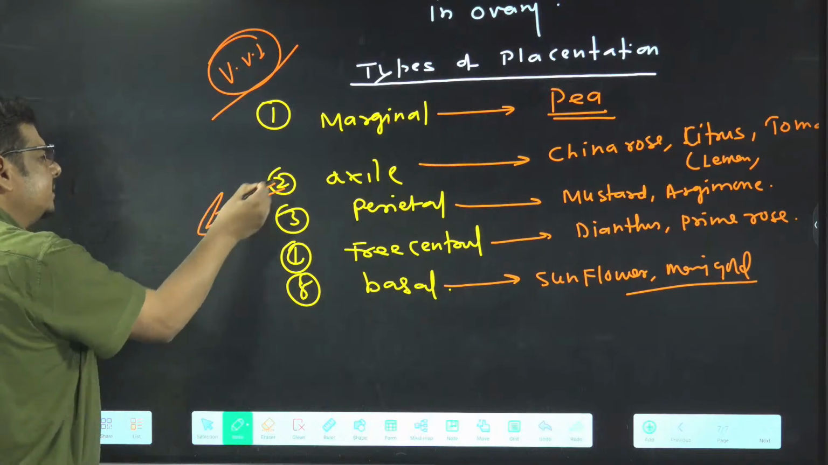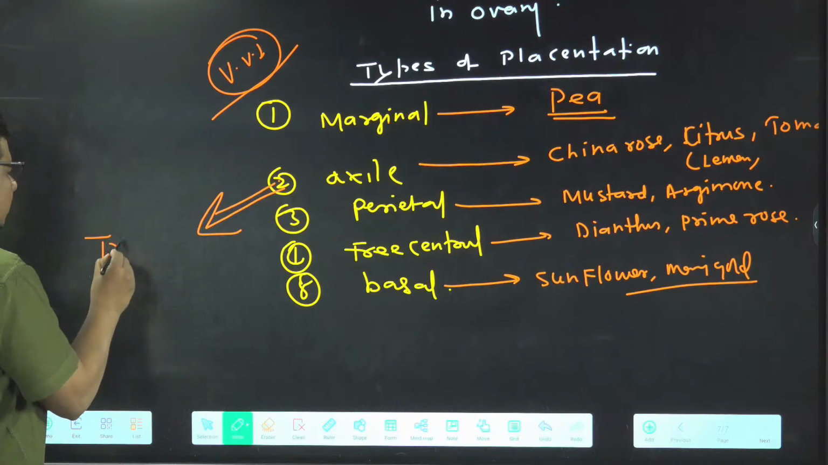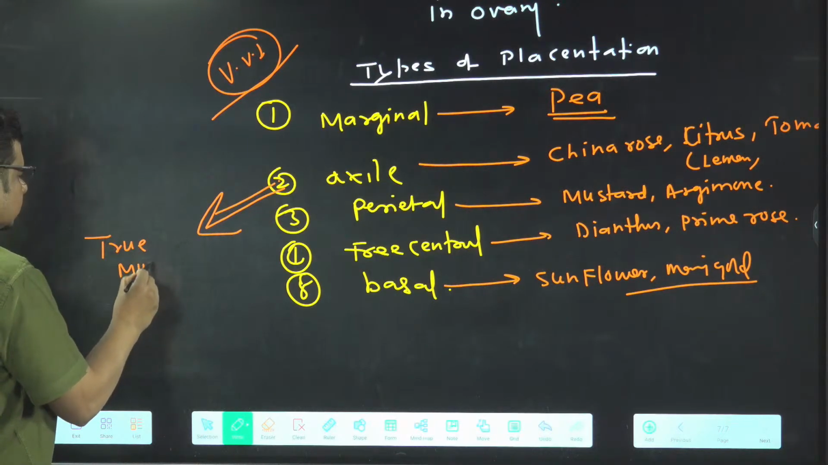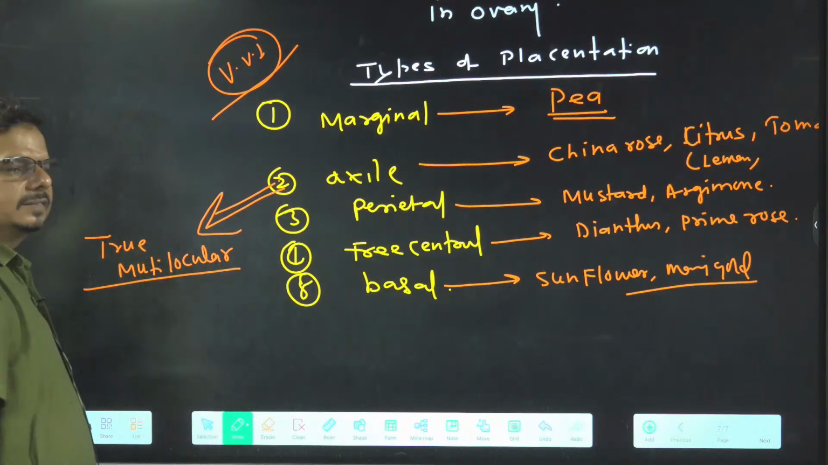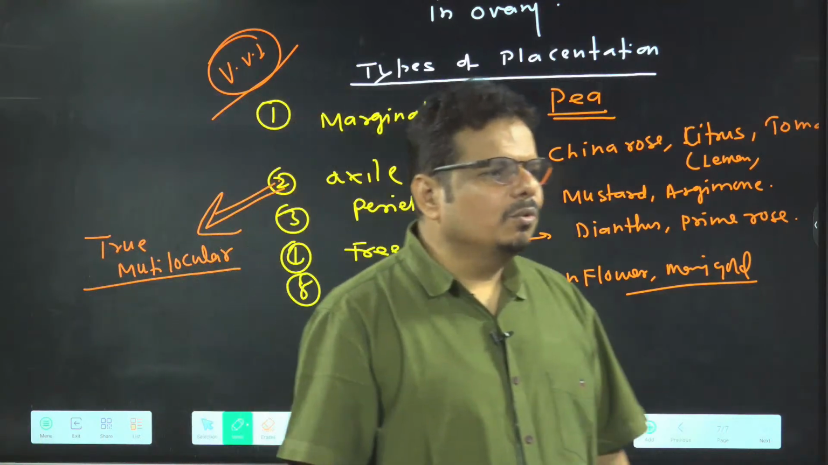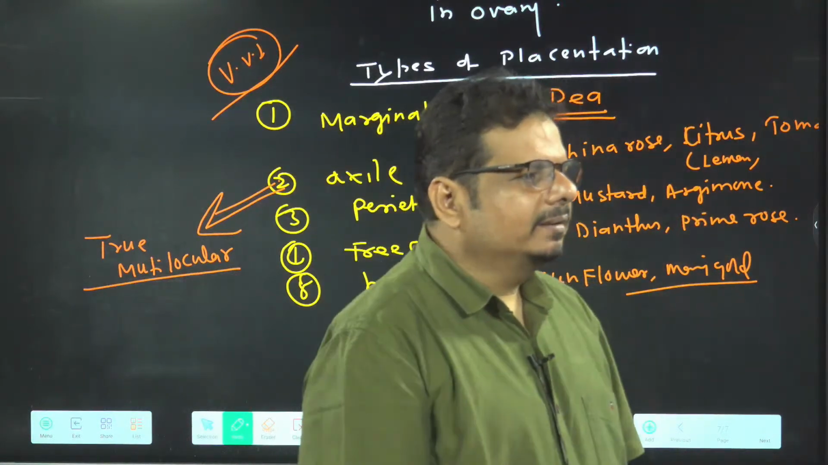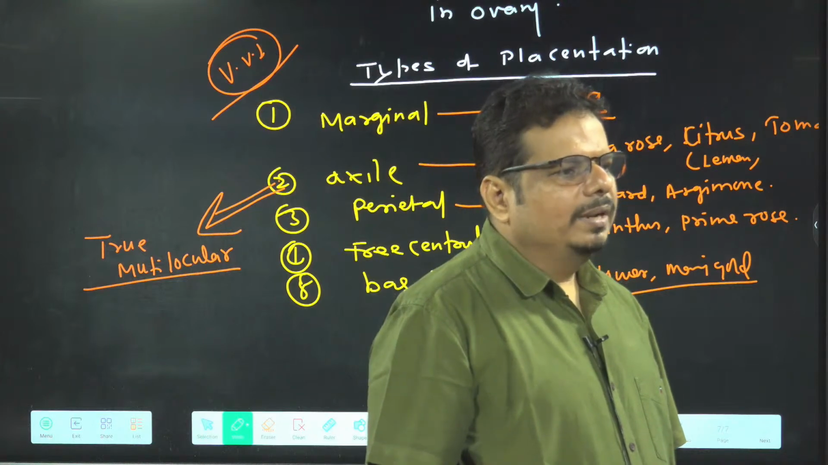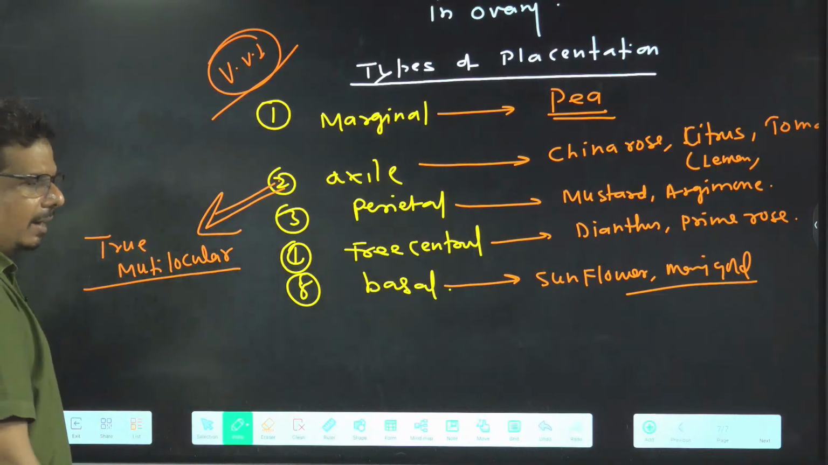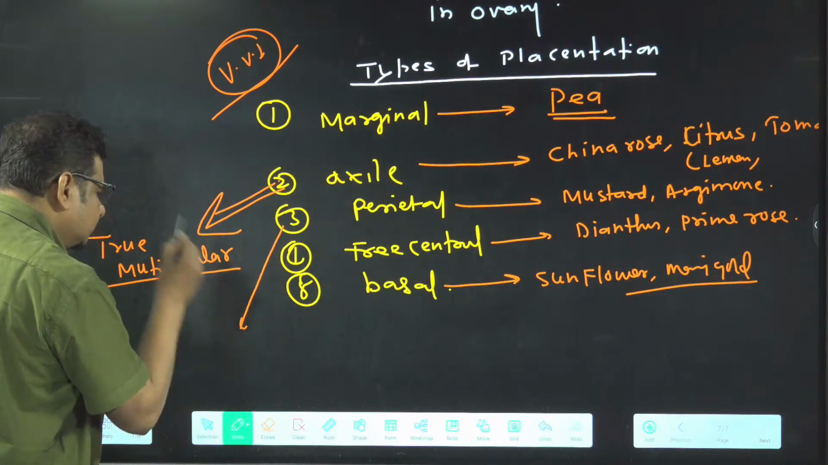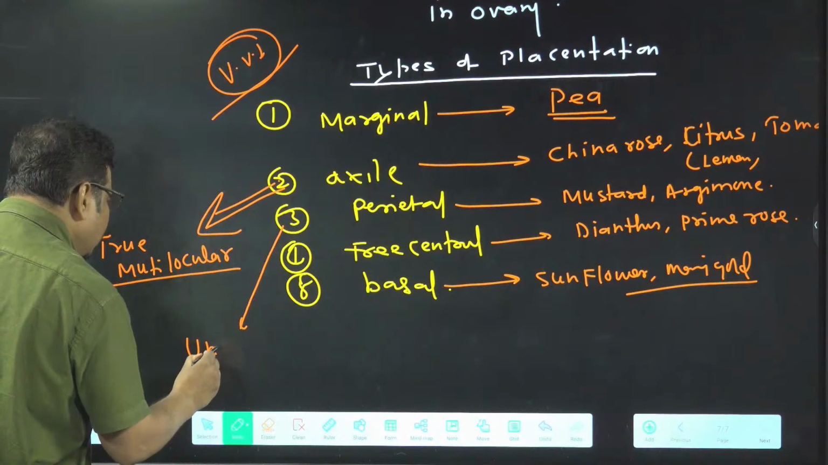Out of that many placentations, axile placentation is truly multilocular. Who is truly multilocular? Means the ovary is divided into many chambers. True multilocular is which one? Axile. Now, if we talk about parietal, another important key point from where questions are asked, it is unilocular.